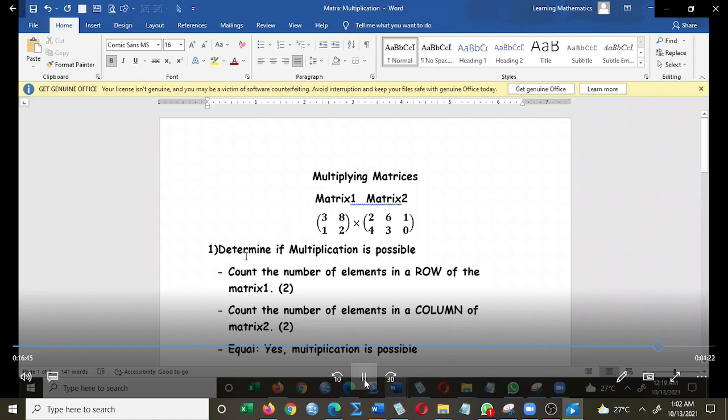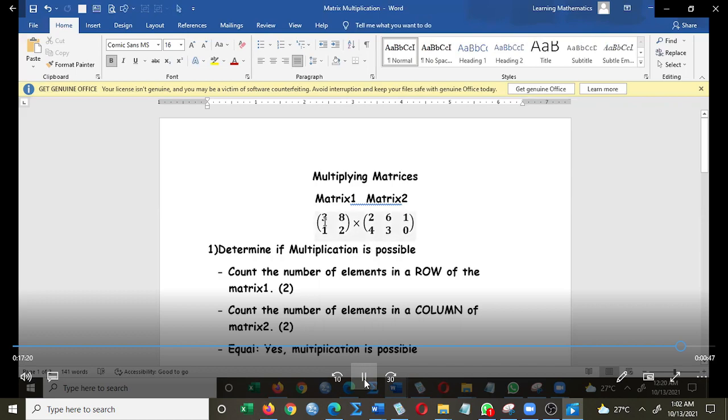Okay, determine if multiplication is possible. Count the number of elements in the row of the first, 1, 2. Count the number of elements in the column of the second, 1, 2, because you are going to multiply a row by column. So if you have 2 elements in the row of matrix 1, you must have 2 elements in the column of matrix 2 for it to correspond first to first, second to second. You cannot have 2 elements and then 3 elements in the column, or 3 elements in the row of the first and then 4 elements in the column.